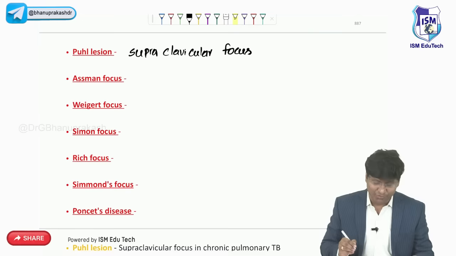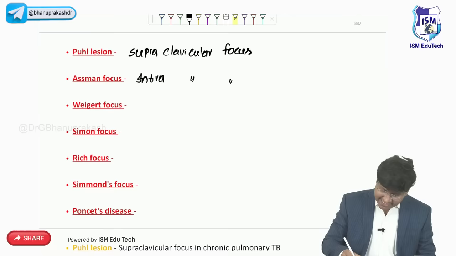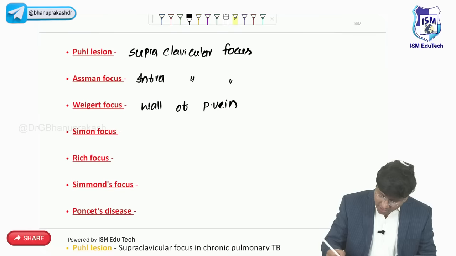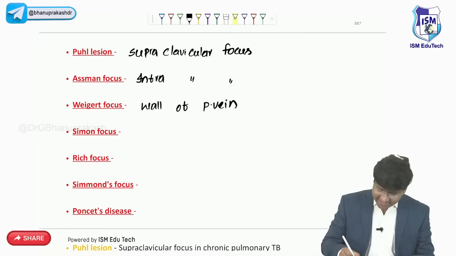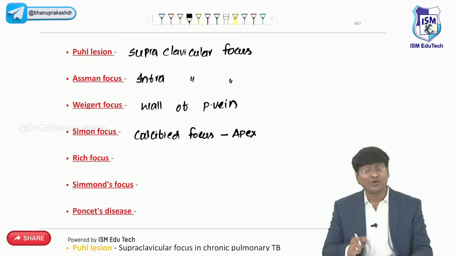What is Assmann focus? All these names are very, very important. That is the infraclavicular focus. And what is Weigert focus? It is the caseating metastatic focus in the wall of the pulmonary vein. That is called Weigert focus. Next is the Simon focus. What is Simon focus? It is the calcified focus of tuberculosis in the apex.